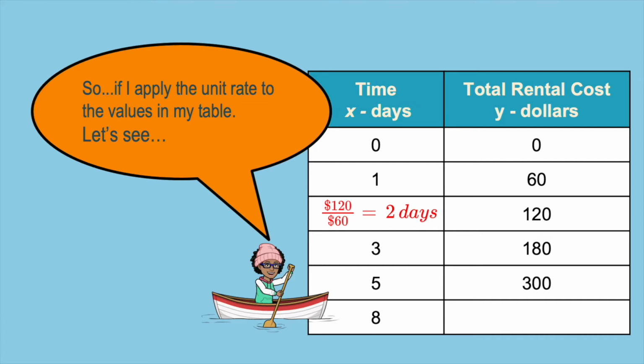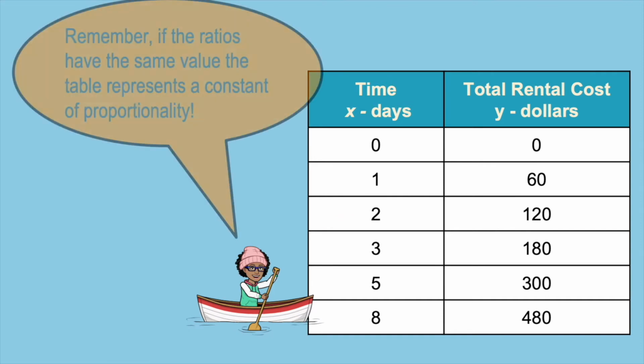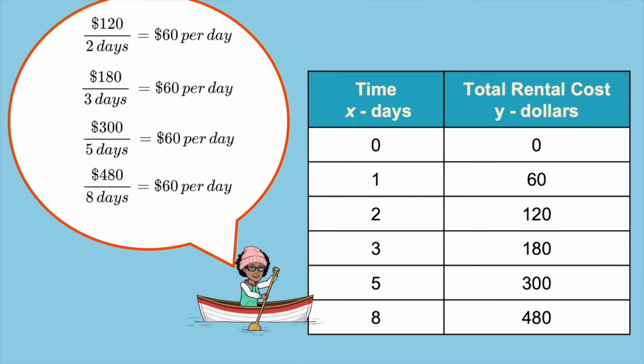Let's move down further into the table. I rented the boat for 8 days. That means I paid $60 per day. So my total cost would be $480. Remember, if the ratios have the same value, the table represents a constant of proportionality. Looking at the ratios, I notice they all have the same unit rate, $60 per day. We have equivalent ratios.